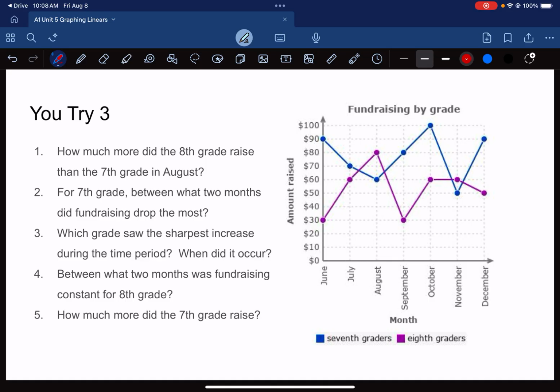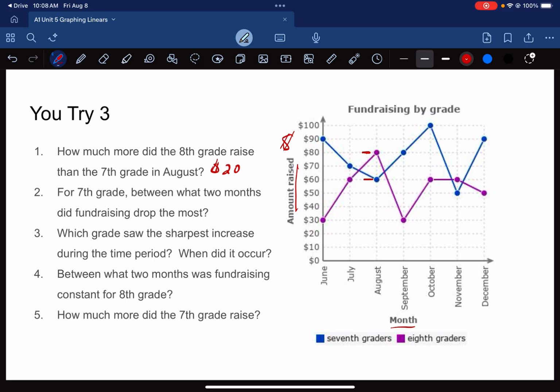So 1, how much more did the 8th grade raise than the 7th grade in August? So first of all, the 8th grade is the purple line, and the 7th grade is the blue line, and we've got our months down here along the bottom. We've got amount raised, or dollars, along the y-axis. So we've got $60 up to $80. So how much more did the 8th graders raise there? Looks like $20.